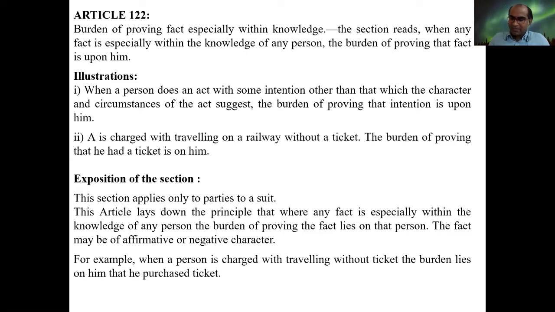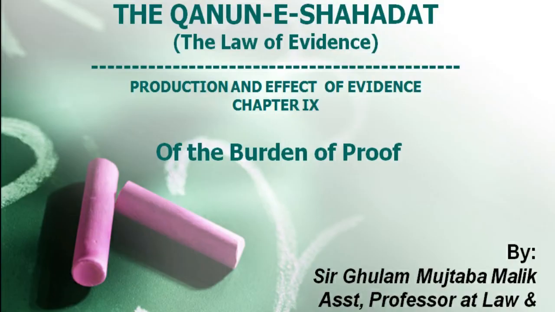The true purpose of this article clearly appears from the two illustrations which follow the article. The first illustration is that when a person does an act with some intention other than that which the character and circumstances of the act suggest, the burden of proving that intention is upon him. So the first illustration is regarding the intention of a person. A person intends something but does another act, so the burden is upon him to show what he actually intended.